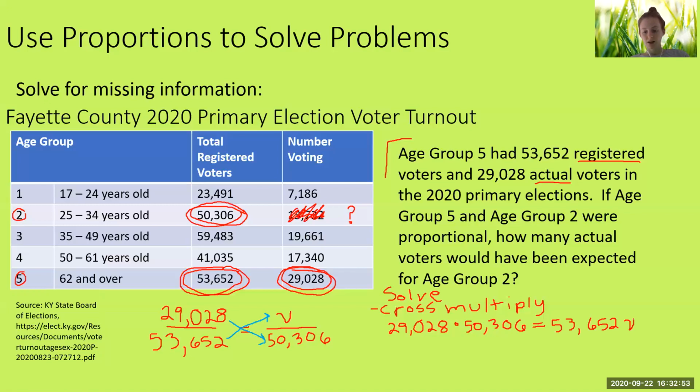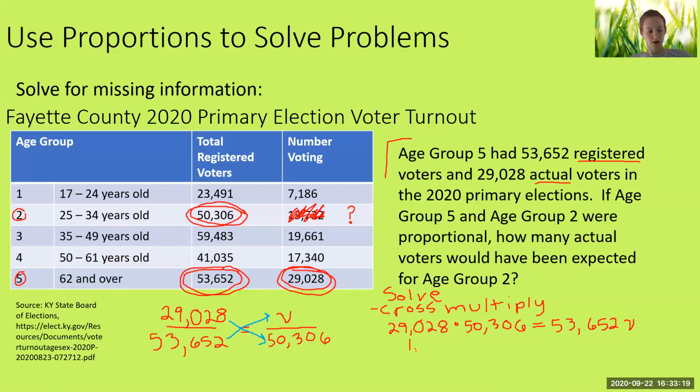29,028 times 50,306. I get this really big number. In fact, my calculator is giving it to me in scientific notation. It's so big. We haven't talked about scientific notation yet, but we will get there. So I get this really big number.